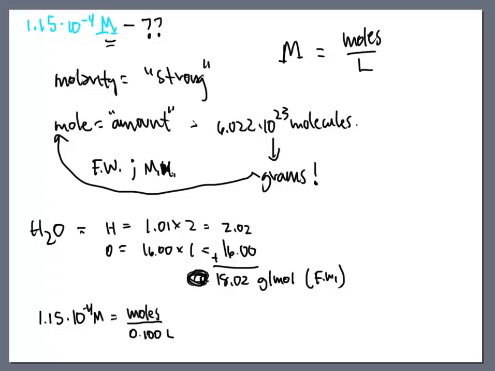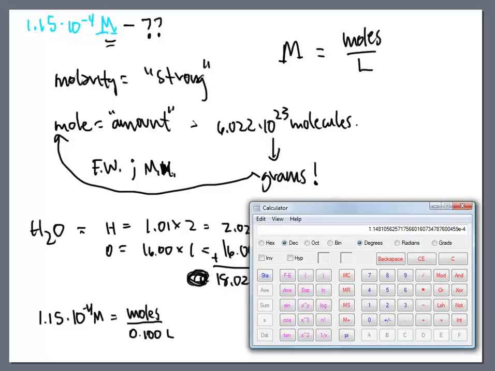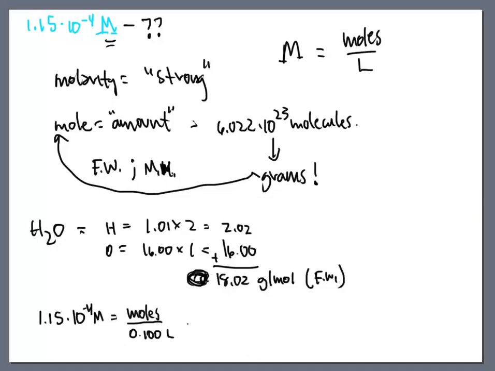So what I would do is I would start solving this problem. If I solved for moles, I do the opposite of divide by 0.1, which is multiply by 0.1. Okay, so 1.15 times 10 to the negative fourth times 0.1. And then I'm going to hit enter, and I get 1.15 times 10 to the negative 5. Okay, so that's my answer here.